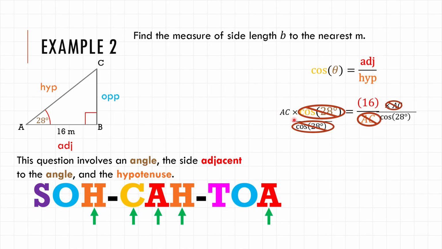And that leaves me with just my unknown value on the left side and 16 divided by cos 28 on the right side. You can put this into your calculator and it'll spit out the exact answer, which you can round to the nearest whole number, or the nearest meter, to get 18 meters.